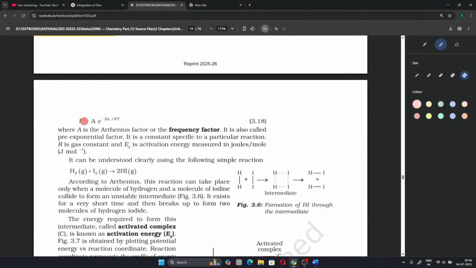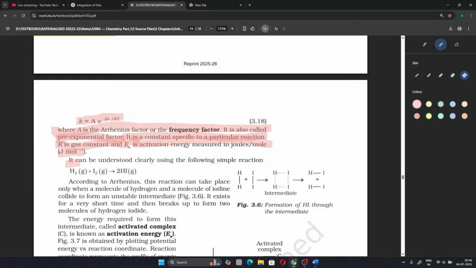The Arrhenius equation is: the rate constant k equals A times e power minus Ea by RT, where A is the Arrhenius factor or the frequency factor. It is also called the pre-exponential factor. It is a constant specific to a particular reaction. It depends on the reaction actually. It's not a complete constant. It depends on the particular reaction. That is basically why they call it the frequency factor. R is the gas constant and Ea is the activation energy measured in joules per mole.